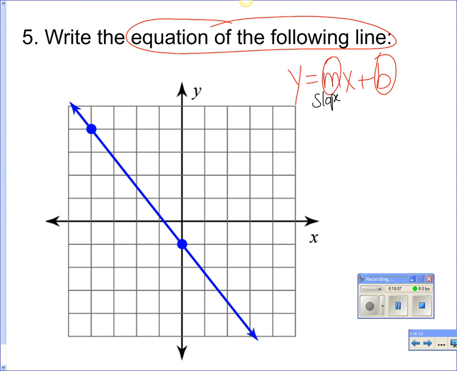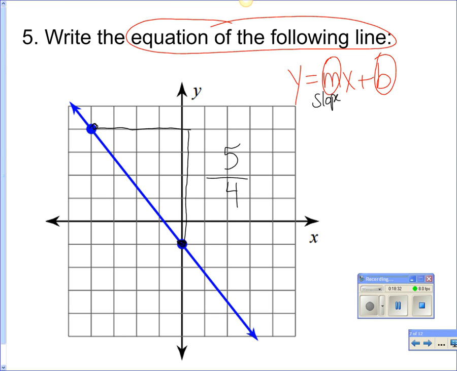I always start here. You could start there and you're going to get the same answer as long as you pay attention to what you're doing. So if I start here and I go up, Bishop, how many do I go up before I get to that one? 5. And then I go over 1, 2, 3, 4. Okay, so you get 5 over 4.